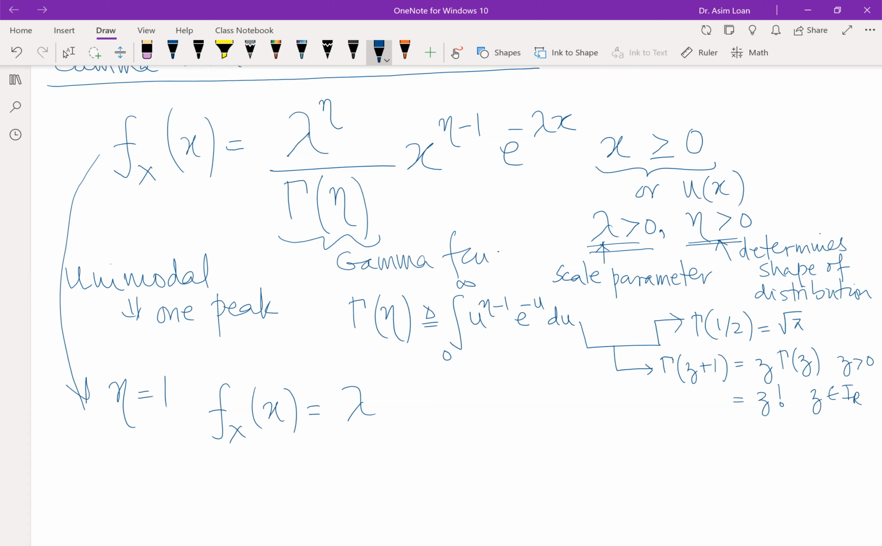If eta is equal to 1, what is gamma of eta? Gamma of 1 is 0 factorial, which is 1. So we have 1 in the denominator. Eta is 1, so 1 minus 1 is 0, and x raised to power 0 is 1. We have e to the minus lambda x, for x greater than or equal to 0. This is an exponential random variable.